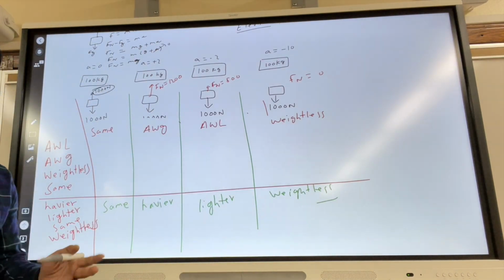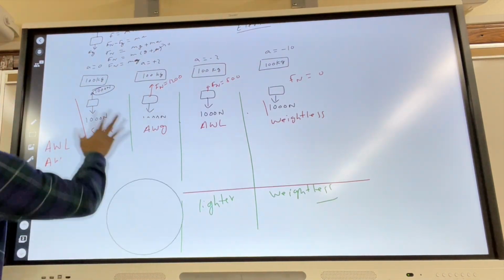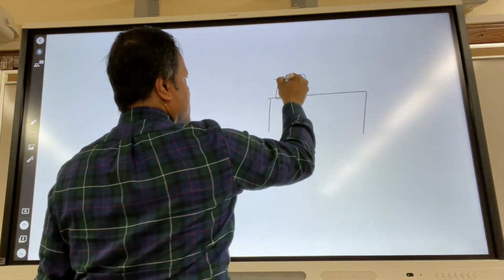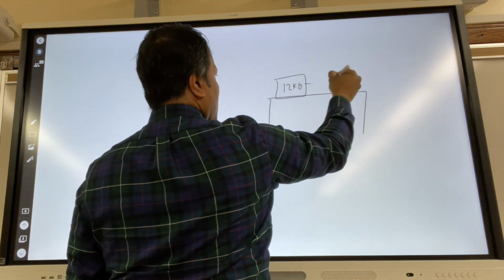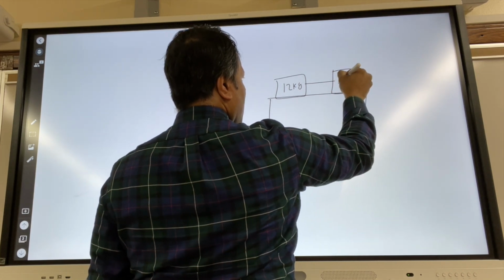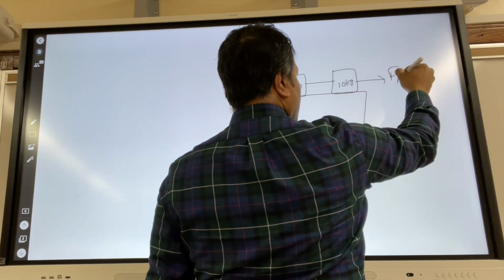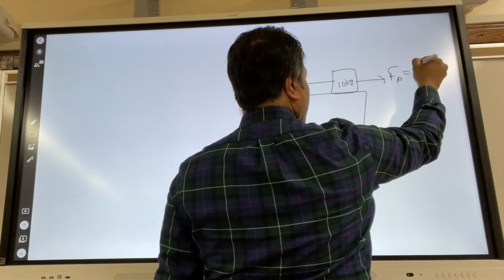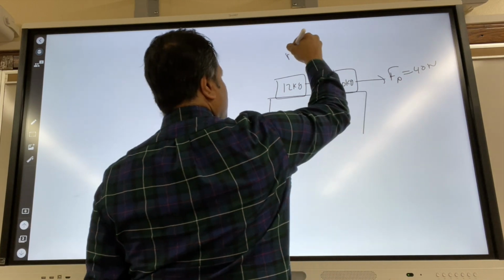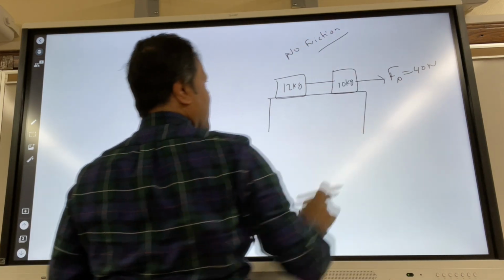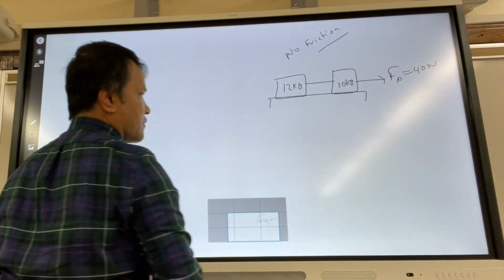All right, now we're gonna do two boxes. One is 12 kilogram, one is 10 kilogram, attached by a rope, and someone pulls it applying 40 Newton, no friction. I want to find the acceleration, and how can you find it?